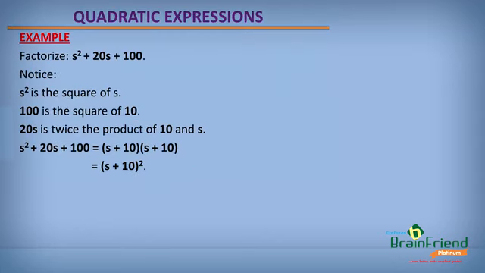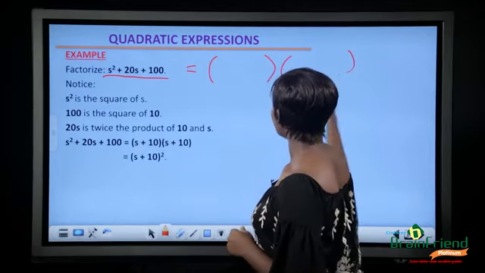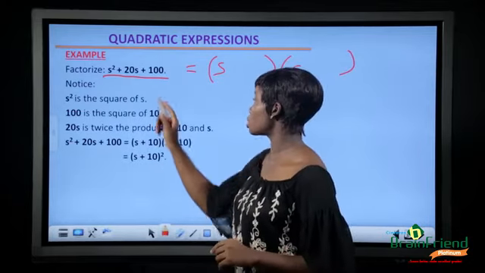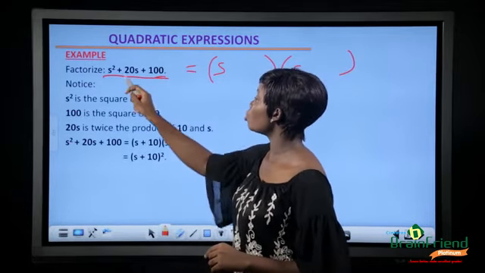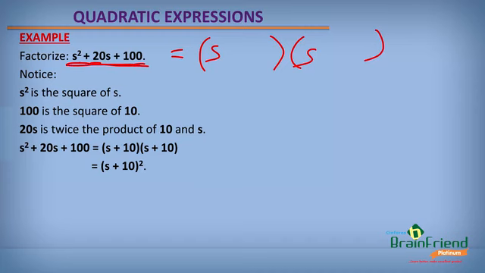Now, let's look at this example. We are asked to factorize s squared plus 20s plus 100. In part 1 of this lesson, if we were to factorize this, we would have done this, say, 2 brackets, fill in s, then look for 2 numbers whose product is 100 and whose sum is 20. But let us notice something about this particular question. We notice that s squared is the square of s, or we can say the square root of s squared is equal to s from the first term.